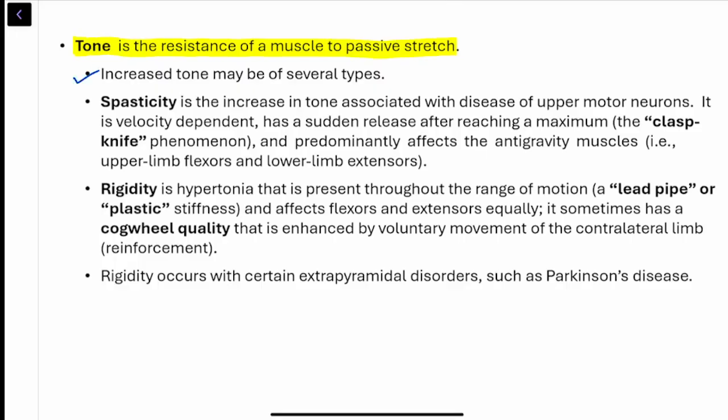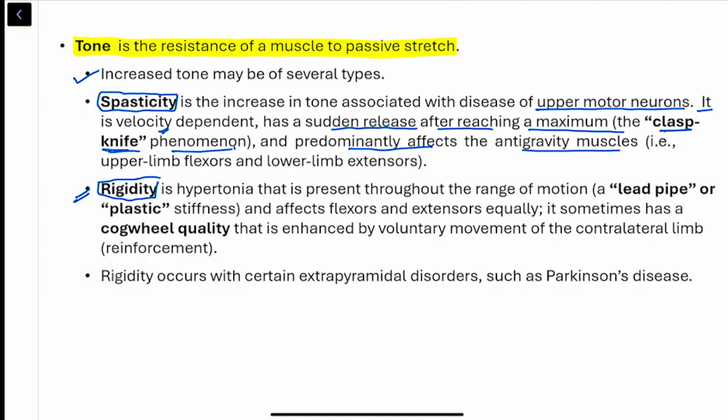Increased tone may be of several types: spasticity and rigidity. Spasticity is sometimes known as the clasp knife phenomenon. Otherwise, spasticity is an increase in tone associated with disease of the upper motor neurons. It is velocity dependent. Every word in this definition is important. It has a sudden release after reaching a maximum and predominantly affects the anti-gravity muscles, upper limb flexors and lower limb extensors, right? Very important.